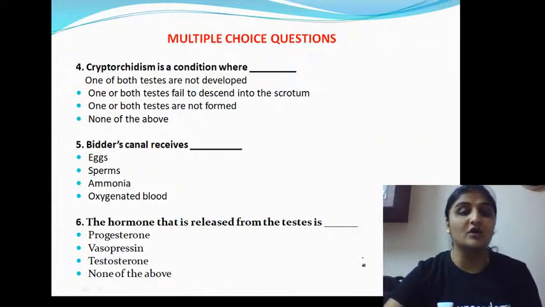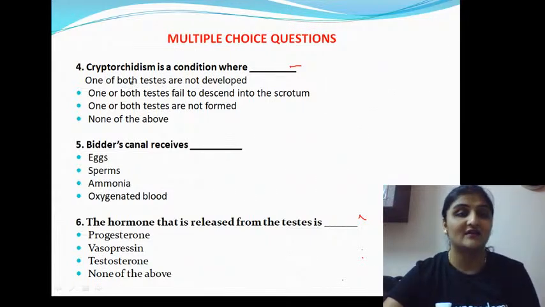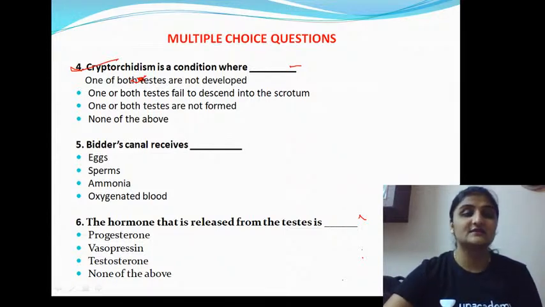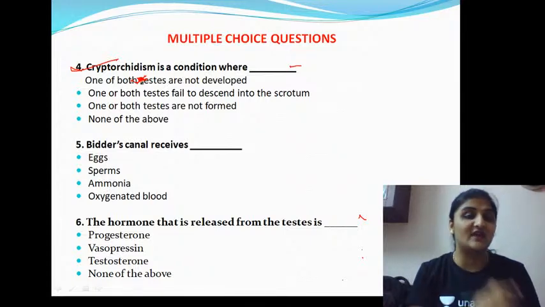Another very important question, students. Come on. So cryptorchidism, quickly. What do you mean by cryptorchidism? Fast. Cryptorchidism is a condition where, quickly, I think you are aware about this. Cryptorchidism is a condition where, students.